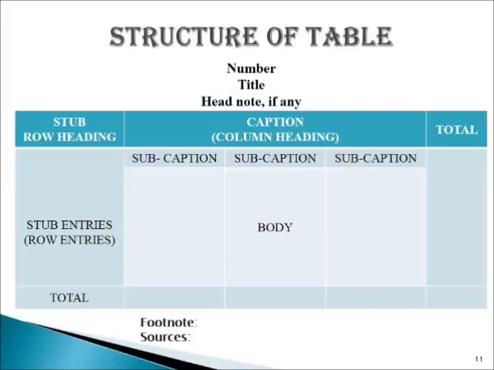We have discussed parts of a table. Here we can see the structure of a table. In that we can find all the 7 parts which we have discussed earlier, that is number, title, captions, body, prefatory note or head note, footnotes and source. This is a perfect example of a table.